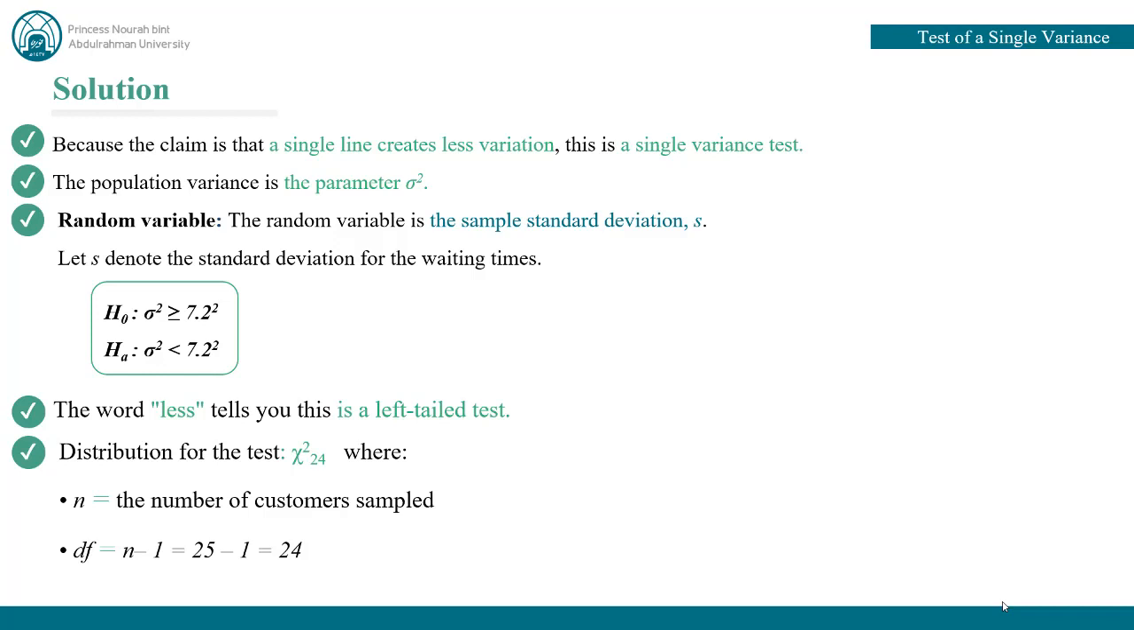Distribution for the test: chi-square with degrees of freedom 24, where n is the number of customers sampled. Degrees of freedom is n minus 1, equal to 25 minus 1, which is 24.